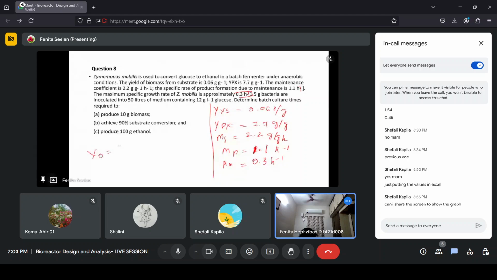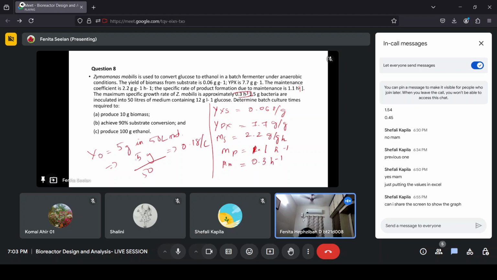X naught: they are telling 5 grams they have inoculated in 50 liter media. If you want the concentration, 5 gram divided by 50 is equal to 0.1 gram per liter, which is the X naught value. Then they have told that the substrate present in this 50 liter of media, let's keep it as S, which is glucose, is 12 gram per liter. The initial substrate concentration is 12 gram per liter. These are the given information we have.